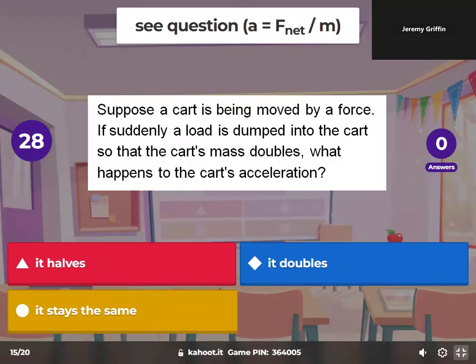Suppose a cart's being moved by a force. If suddenly a load is dumped in the cart so that the cart's mass doubles, now it's more massive. What happens to the acceleration?